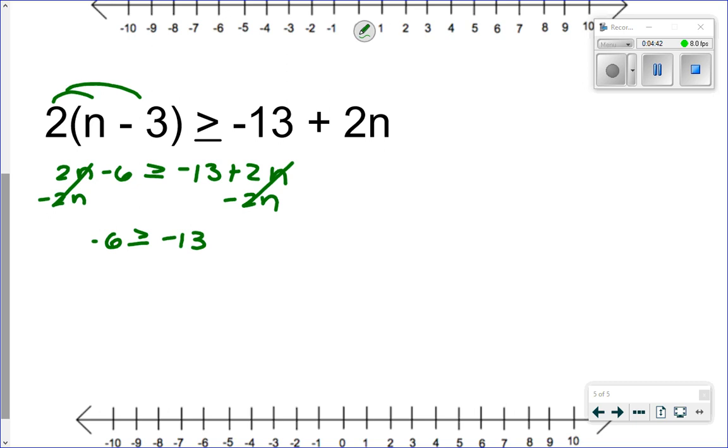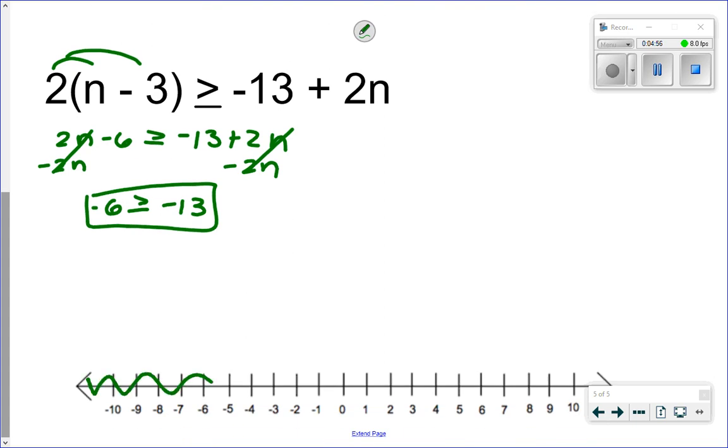So all I'm left with here is 2 different numbers. I need to decide if this statement is true or false. Well, negative 6 is bigger than negative 13, so this is true. So this would be my solution. And then you would just color the entire number line, because no matter what I plug in for n, it's always going to end up with a true statement. Like on your homework, you would draw your number line and you just color the whole thing.